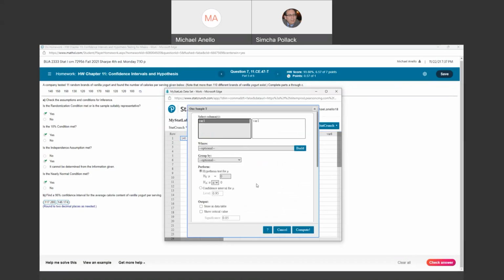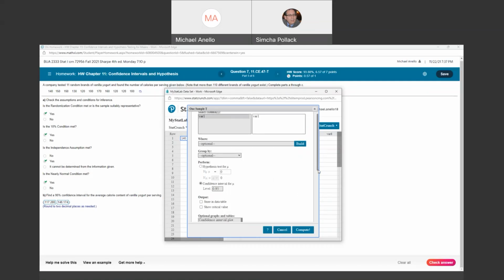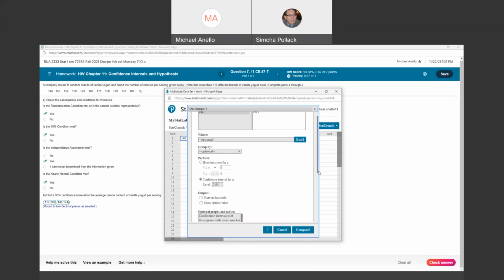Then you go down. There are two things you can do with it. I'm not sure if we learned about hypothesis testing, that might be the next chapter. But we want the next thing, called confidence interval. So click where it says confidence interval. Depending on the example, 95% is the default, but you might use 90.